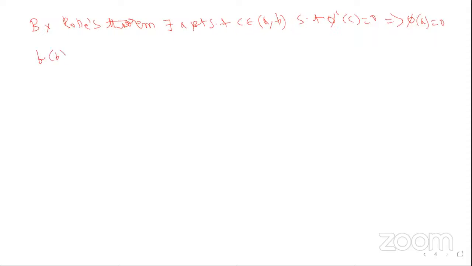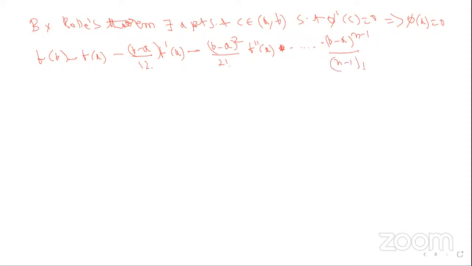So f of b minus f of a minus (b minus a) by 1 factorial into f dash a minus (b minus a) whole square divided by 2 factorial into f double dash a, and so on, minus (b minus a) whole power n minus 1 by n minus 1 factorial into f of n minus 1 a, minus A, equal to 0. Equation number 2.